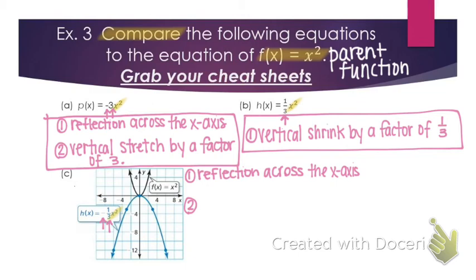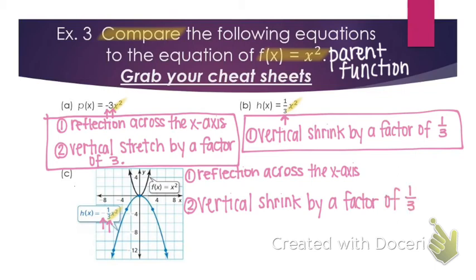All right, what about the 1/3? Does this look familiar to anyone? We just did 1/3, right, up there in letter B. So nothing has changed. This is still vertical because they're multiplying by the entire f of x function. 1/3 still falls between 0 and 1, so it's still a shrink. And the factor has not changed, so it's by a factor of 1/3. And we box in the two transformations.